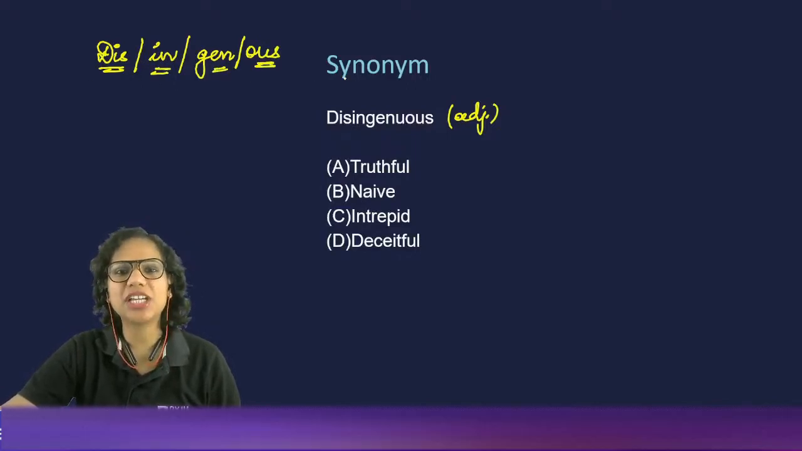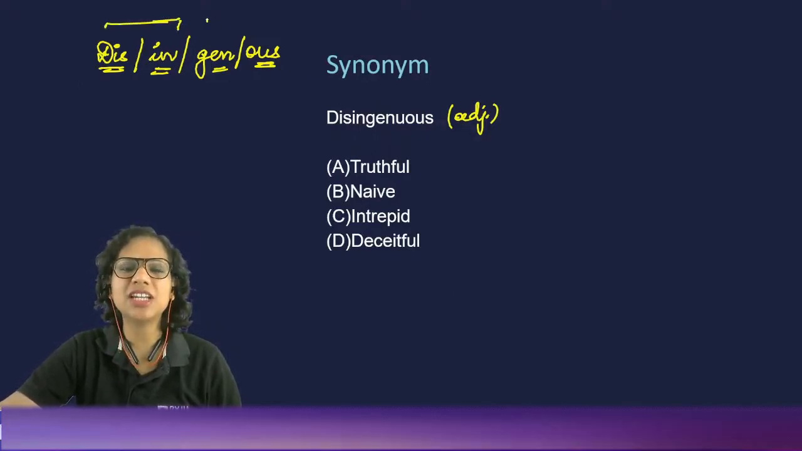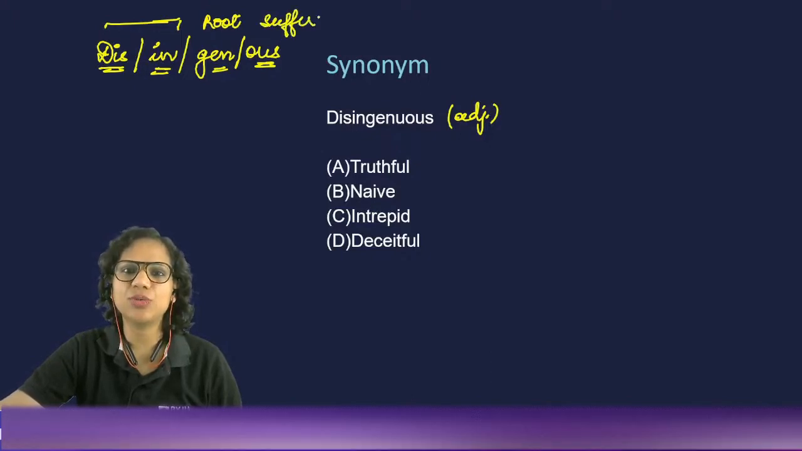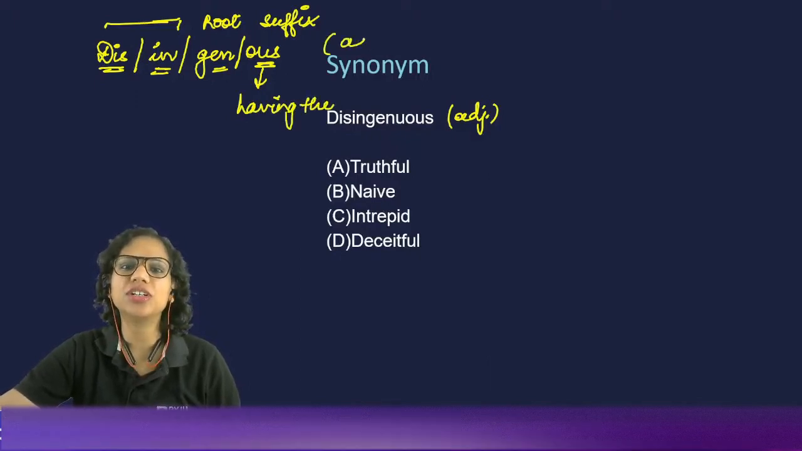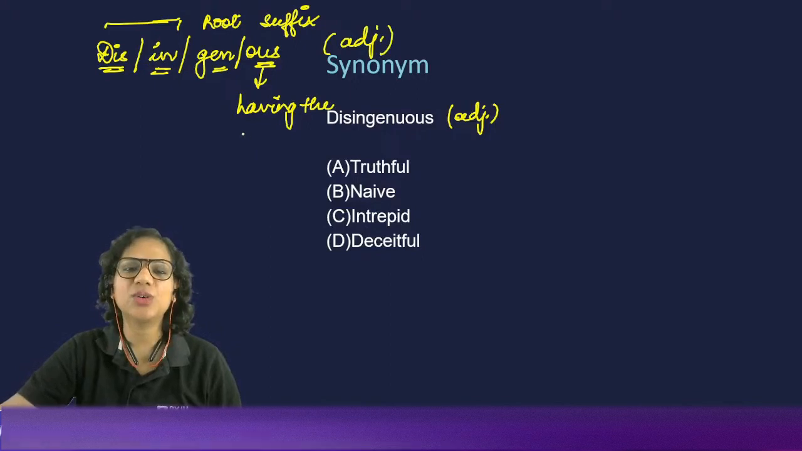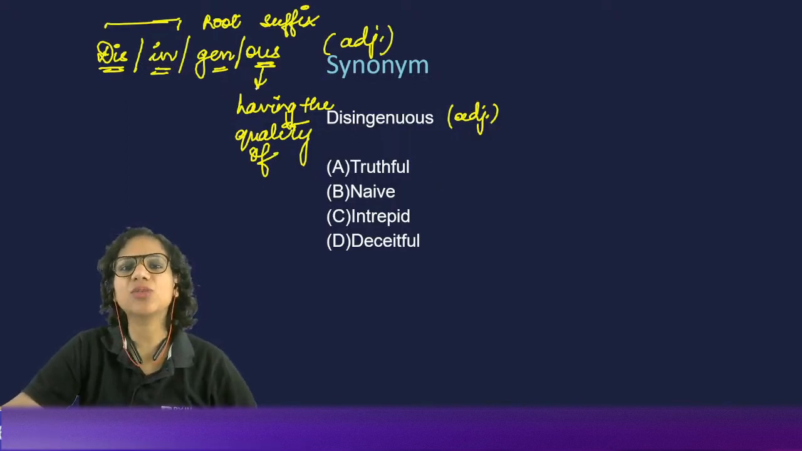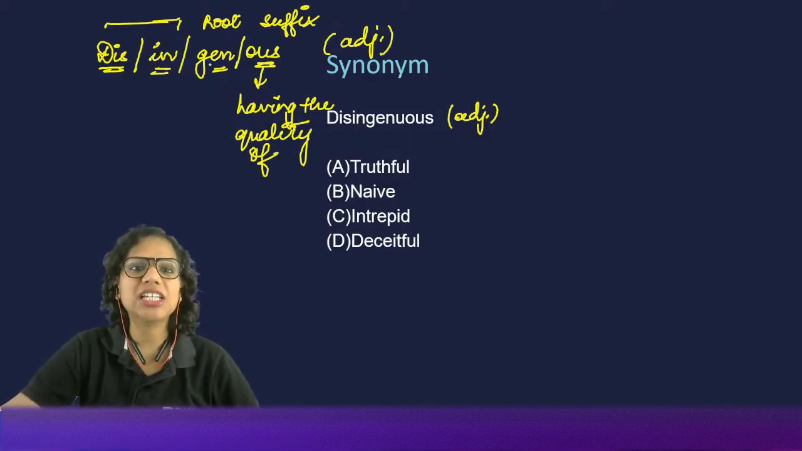Disingenuous. If I break this word, this is how this word has been created. These two are the prefixes here. This is the root gen. And this is the suffix OUS. OUS is a suffix that indicates having the quality of. It is used when I want to turn a word into an adjective. Having the quality of. Ostentatious, having the quality of being extravagant. Disingenuous, having the quality of not being naive.